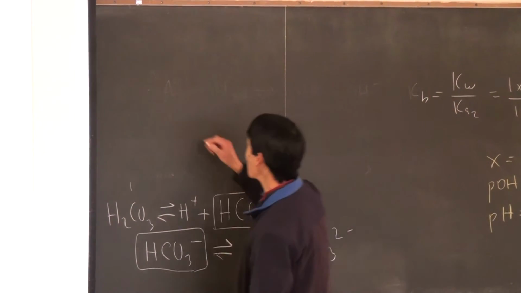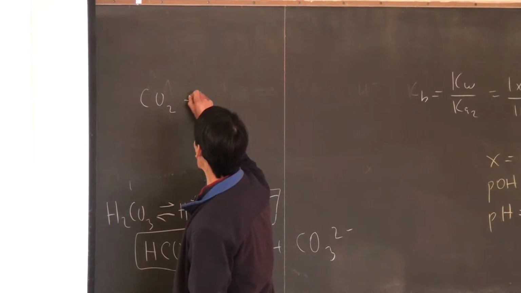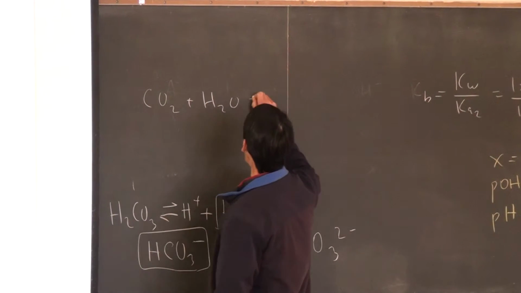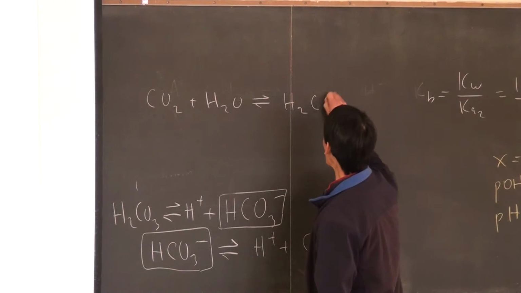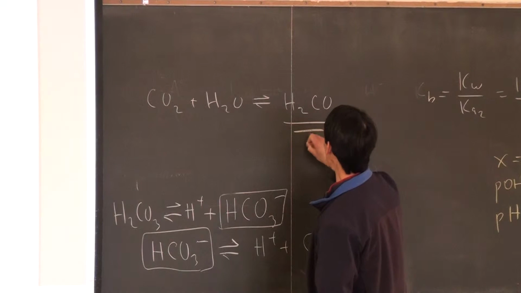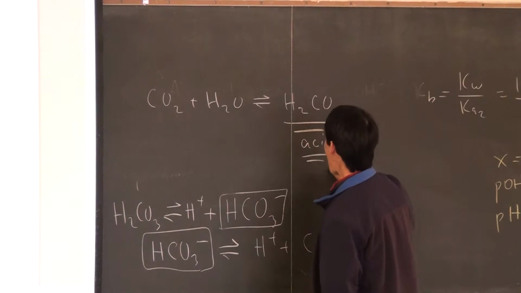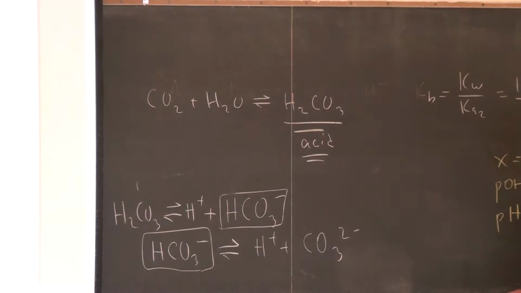Okay, so note that the CO2, when this reacts with water, it forms H2CO3. So this is the acid. This is the actual acid from the CO2 part. Okay, let's go on to the next slide.